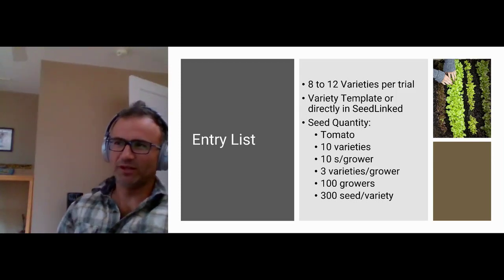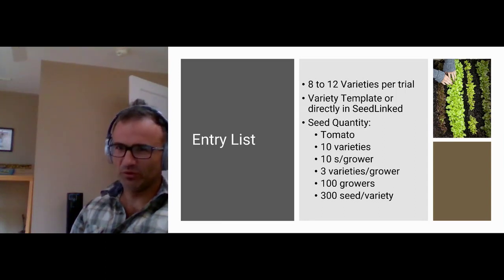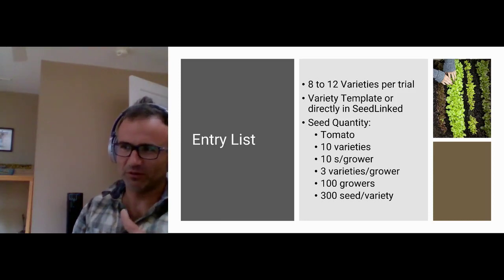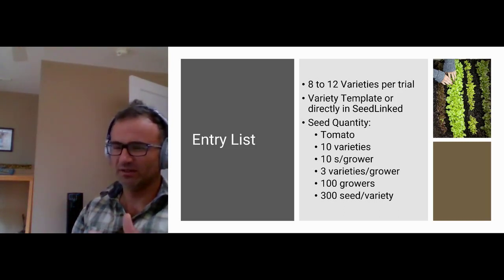So the next step is to figure out the entry list. How many varieties are you testing? You need to import your varieties. I will show you how to do it in SeedLinked, or we have a template if you have a lot of varieties. You have to figure out the seed quantity. Do you have enough seed for the number of growers you targeted? For tomato, you have 10 varieties. Each grower is going to receive 10 seeds. They're all going to have 3 varieties. So, okay, I need 300 seeds per variety.